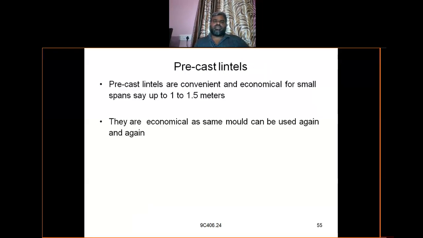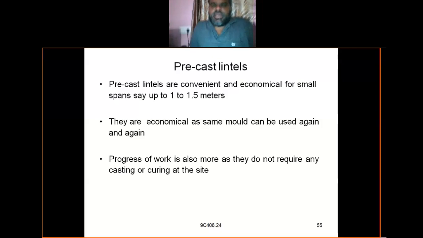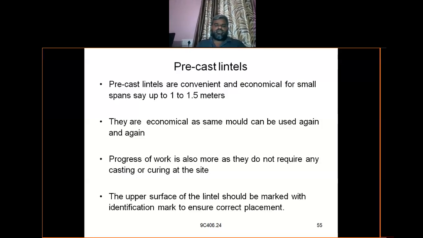Precast lintels are convenient and economical for small spans, say up to 1 to 1.5 meters. They are economical as the same mold can be used again and again. So progress of work is also faster, as they do not require any casting or curing at the site. The upper surface of the lintel should be marked with an identification mark to ensure correct placement.